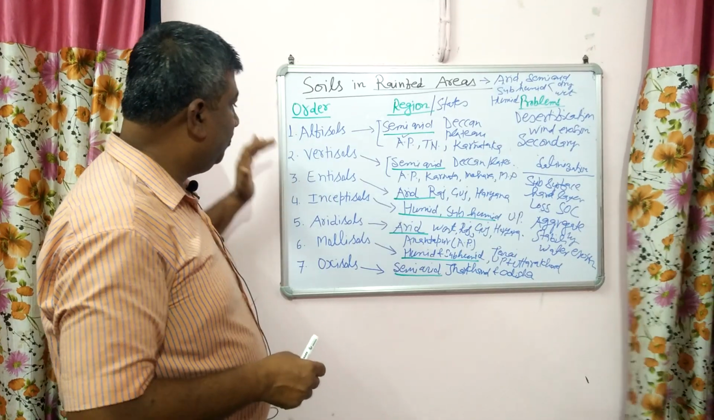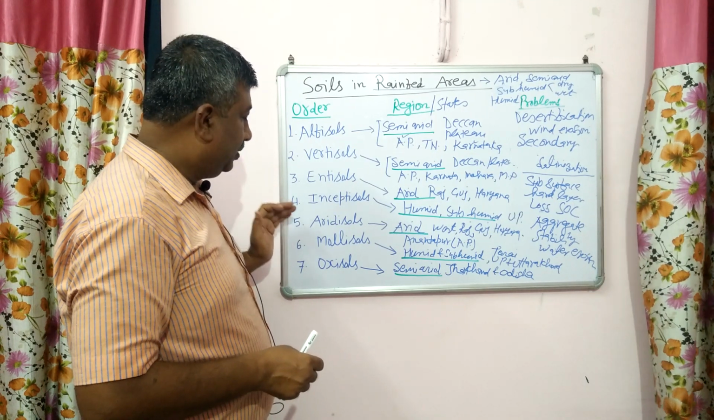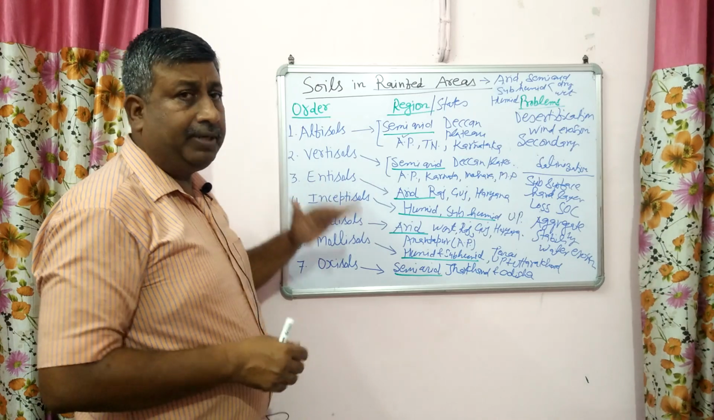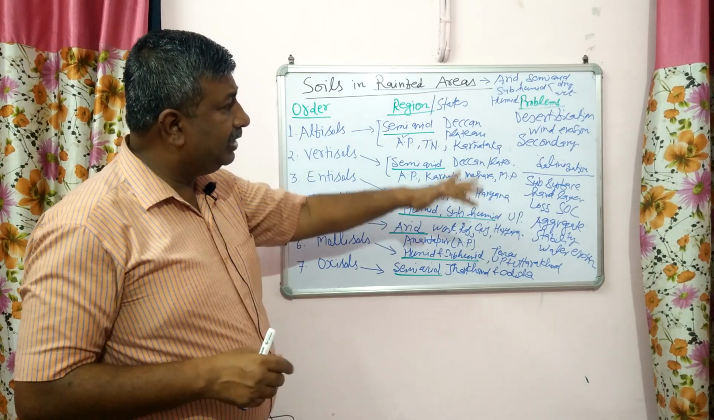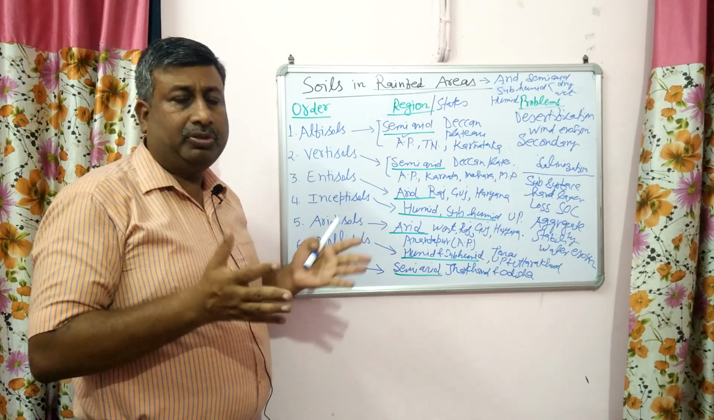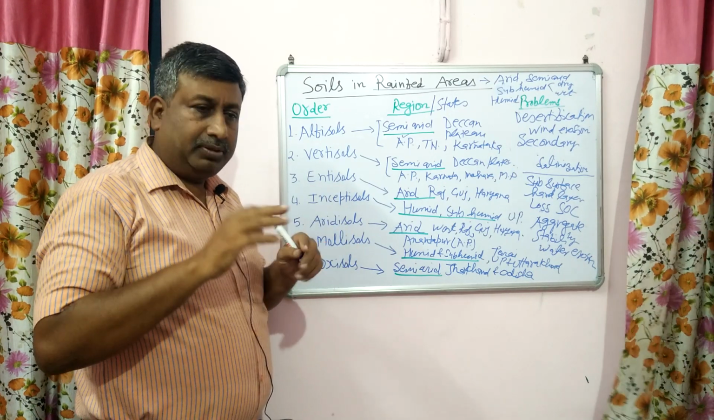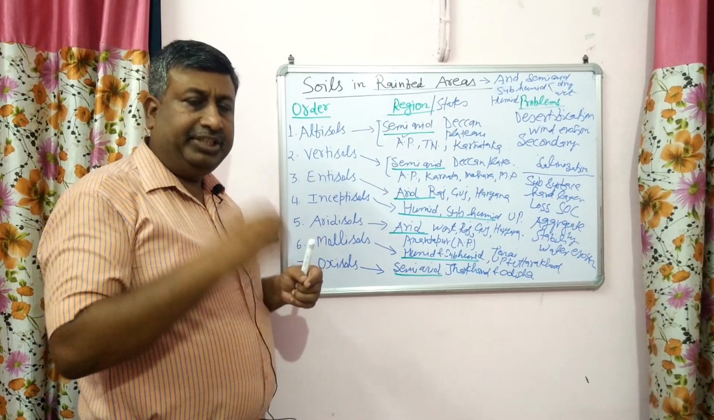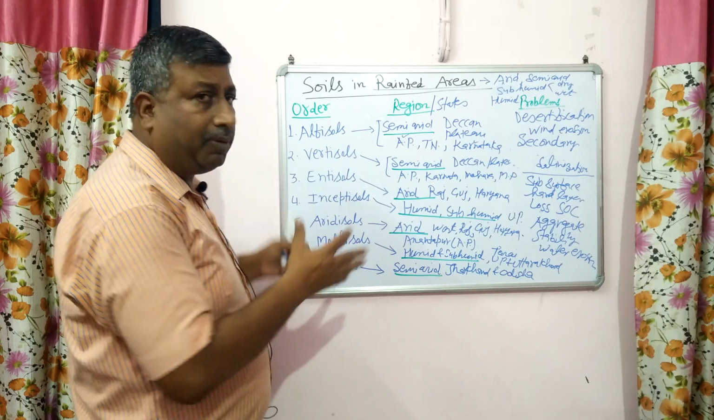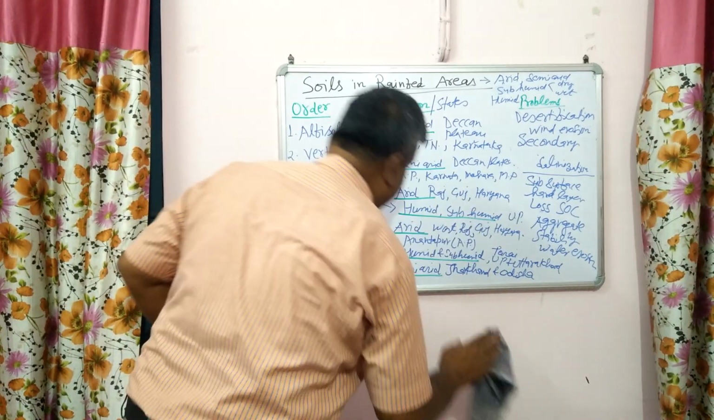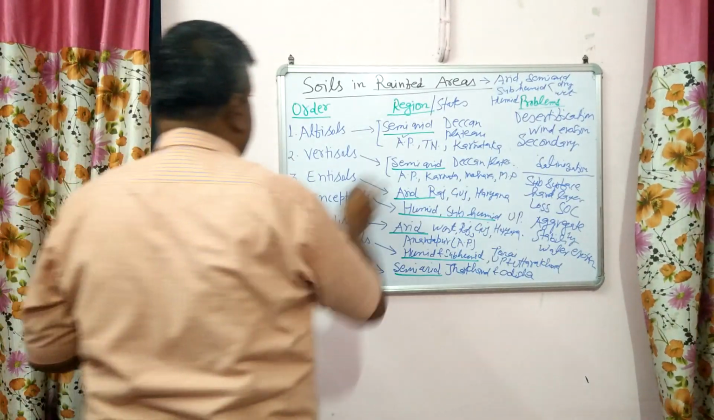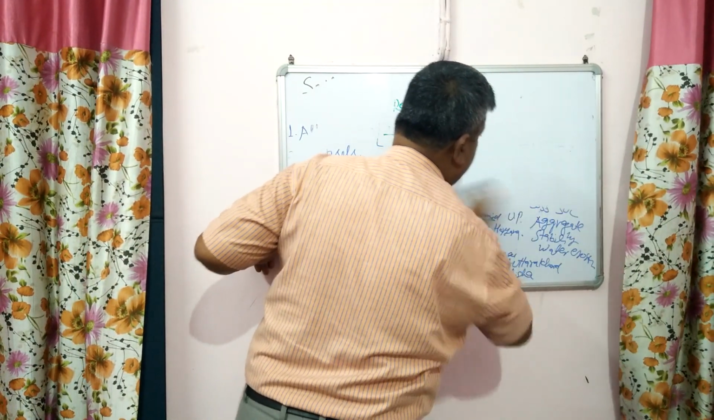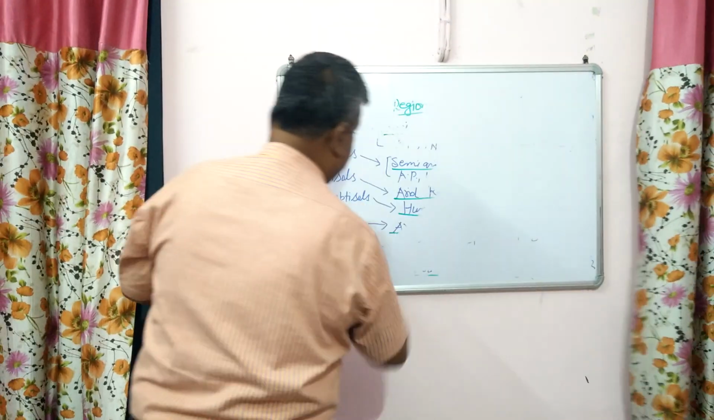The major ones are alfisols, vertisols, entisols and inceptisols, and in some areas aridisols, mollisols and oxisols. These are the soils in rainfed areas, and these are the associated problems. Most of these soils share common problems: low organic matter content, low nutrient content, low water holding capacity, leaching, and poor fertility. These problems can be categorized in three groups: physical, chemical, and biological properties.